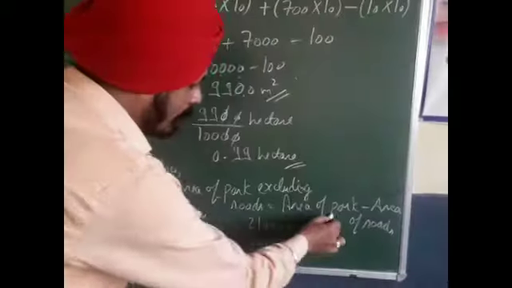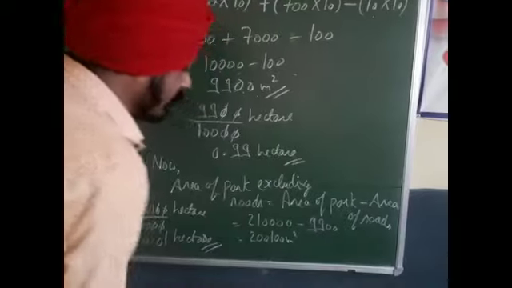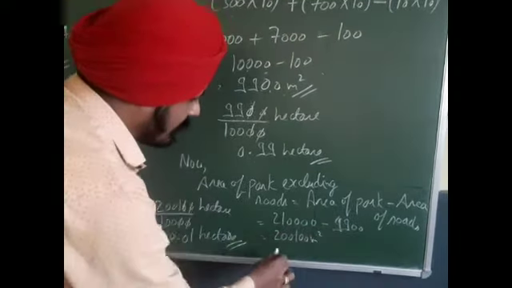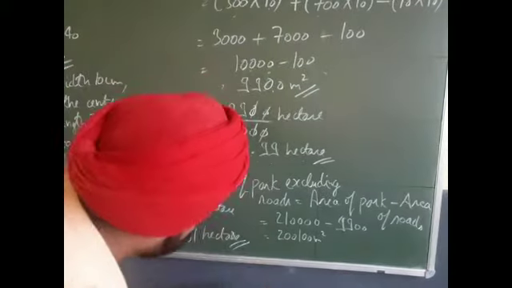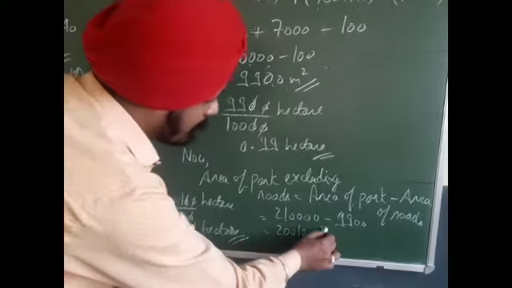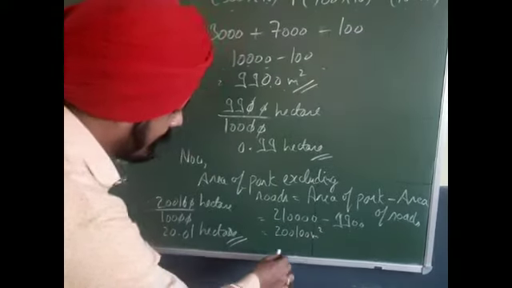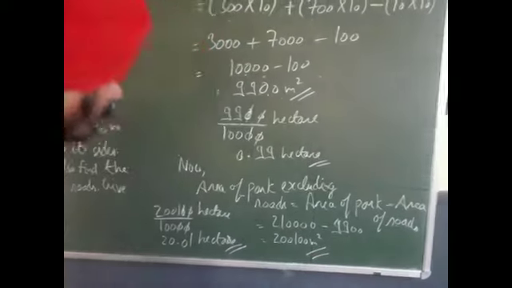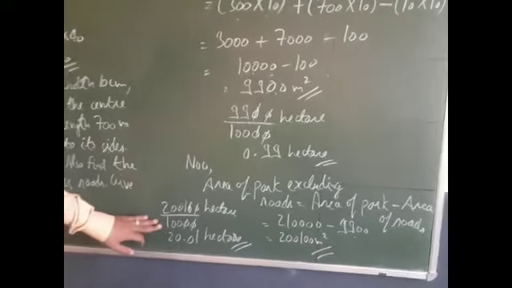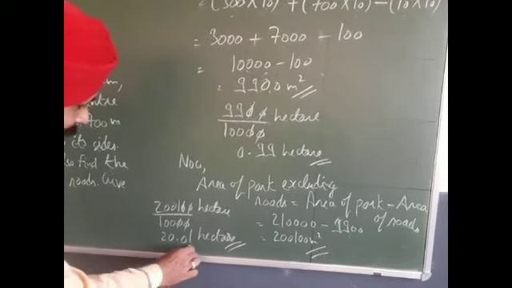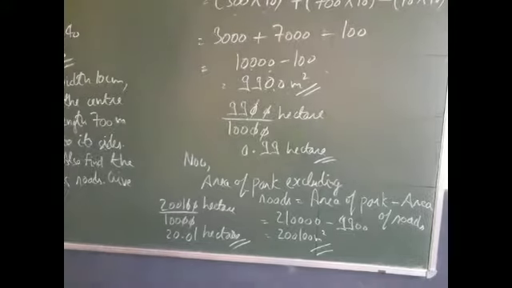How will you find the area of the park minus the area of the roads? The area of the park is 2,10,000 minus 9900. So you will get this much, 2,00,100 meter square. Now you have to convert this also into hectare, divided by 10,000. You will get 20.01 hectare.